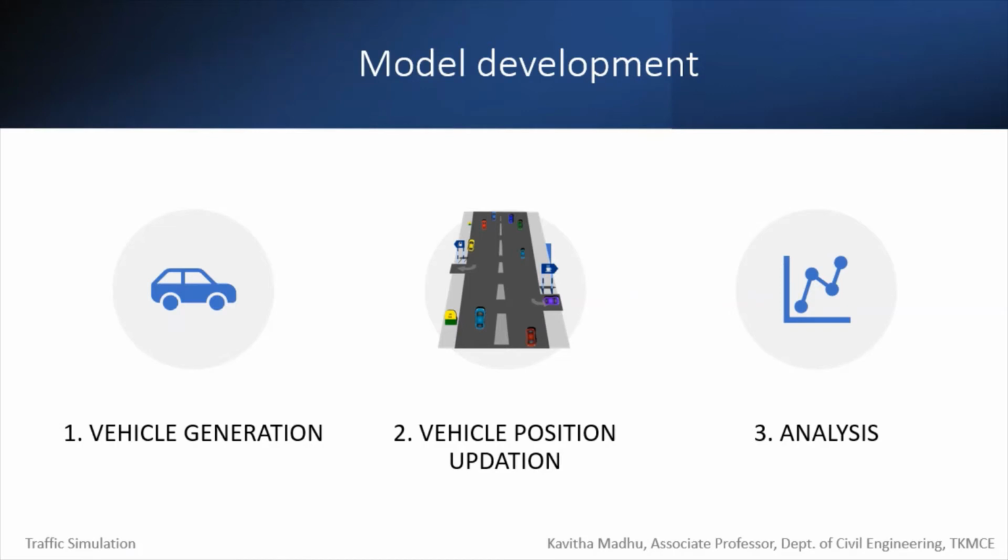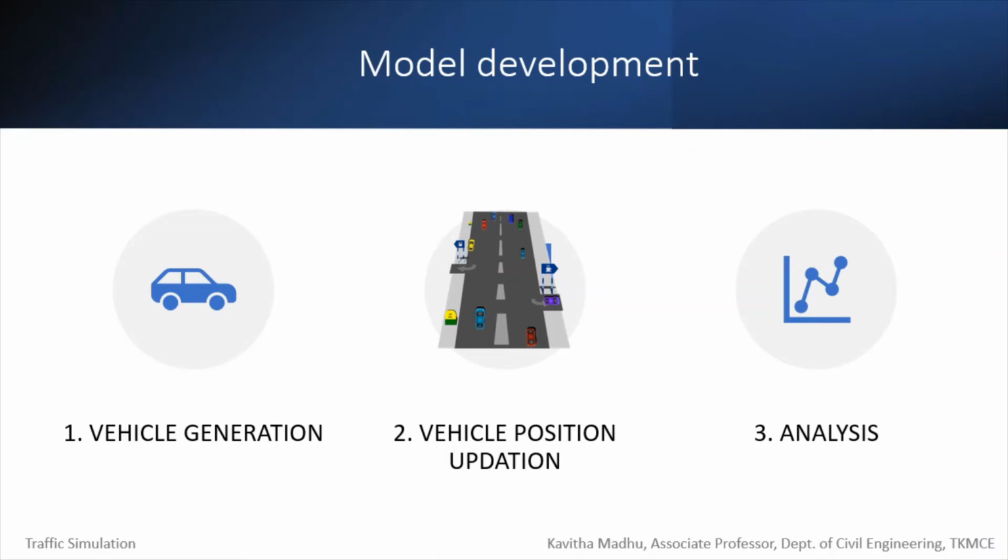The model development basically consists of 3 steps. The framework of a model mainly consists of 3 processes. The first one is vehicle generation. So we have to generate the vehicle, and again, what type of vehicle it is. What is the headway, or the time gap, or what distribution we need to follow in order to generate the vehicle. At what time interval does the vehicle get added to the traffic stream. So that is the first thing.